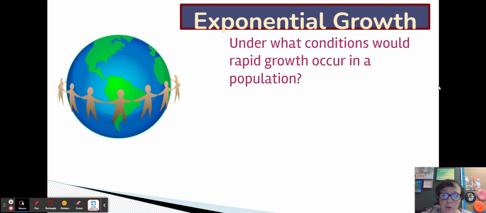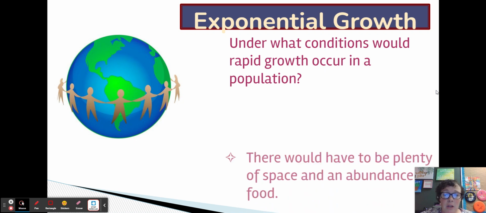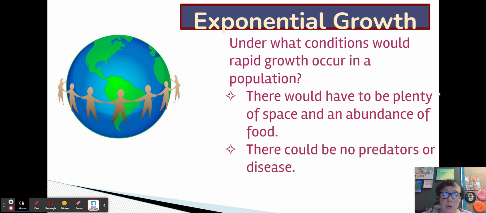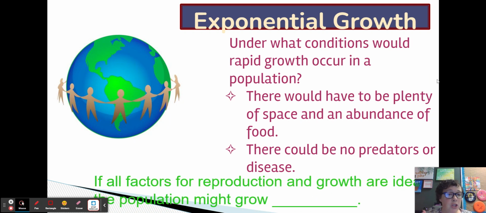Now, the first type of growth we often see when we have a low population in an area is exponential growth. This tends to happen when we have a small population with unlimited resources. They have an abundance of space, an abundance of food. There tend to be very few predators, no disease. And so basically, there are no limiting factors. There's nothing limiting the growth of their population. It can just take off.